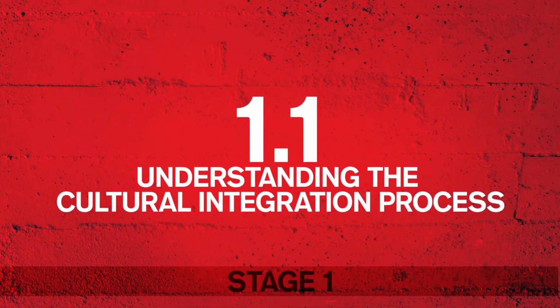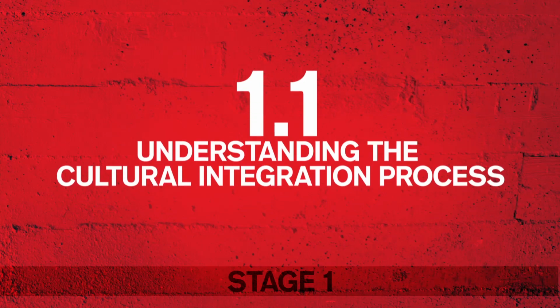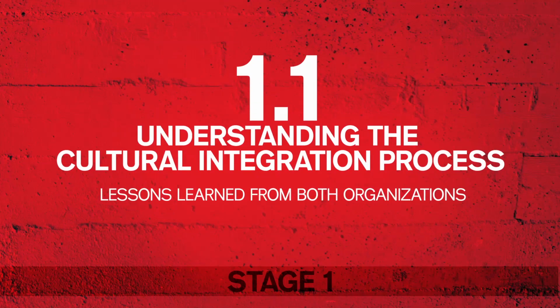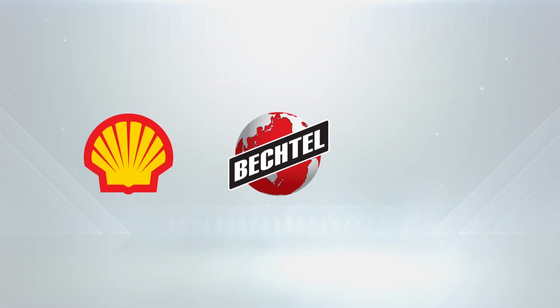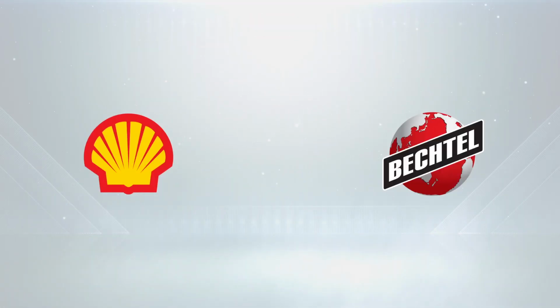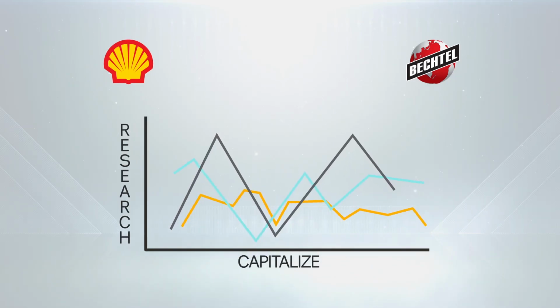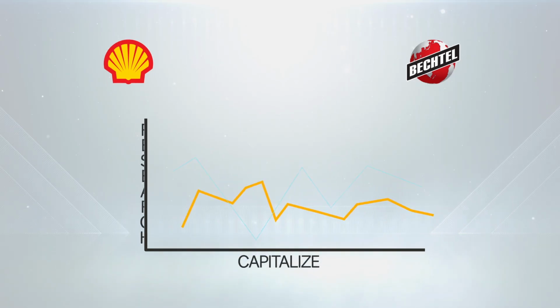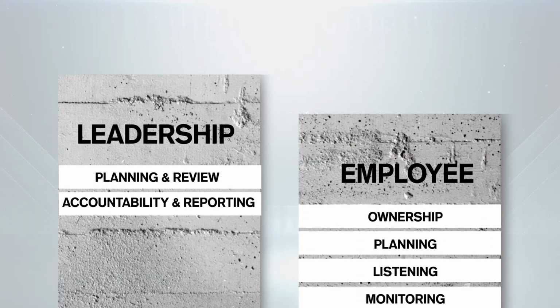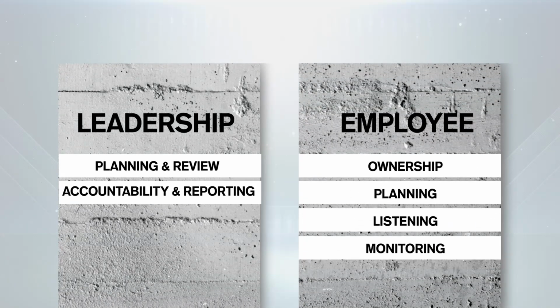1.1. Understanding the cultural integration process. Stage 1. Lessons learned from both organizations. 2 world-class corporations, both respected leaders in their field. Early on, the goal was to research and capitalize on the wealth of knowledge from both organizations and then formulate a series of strategies to create our core programs specific to the needs of our unique workforce in this region.